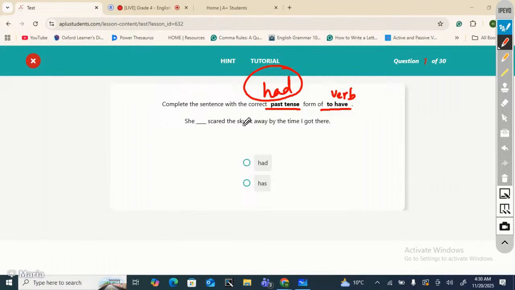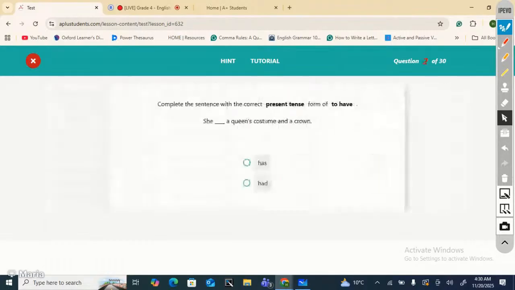So, she blank scared the skunk away by the time I got there. Had or has. Now, if you are instructed to use past tense form of verb to have, you must know it is had only. Past tense form of verb to have is had. It is used with every subject. So, she had scared the skunk away by the time I got there. Good job, Sammy, if you have already written it.